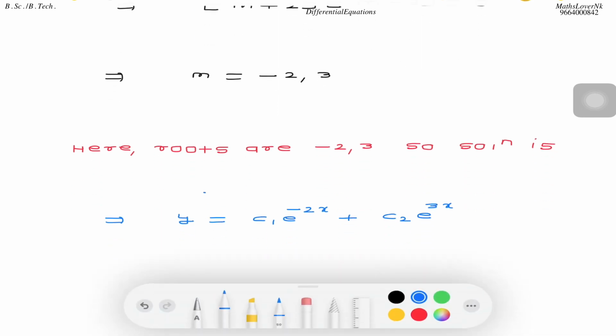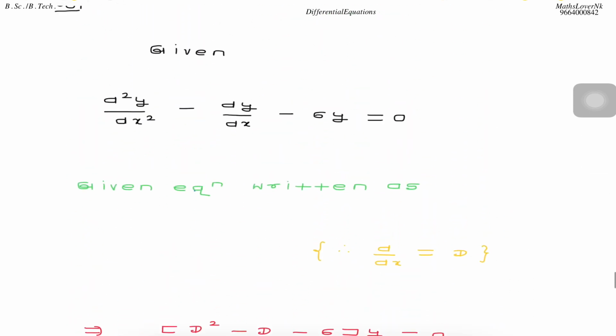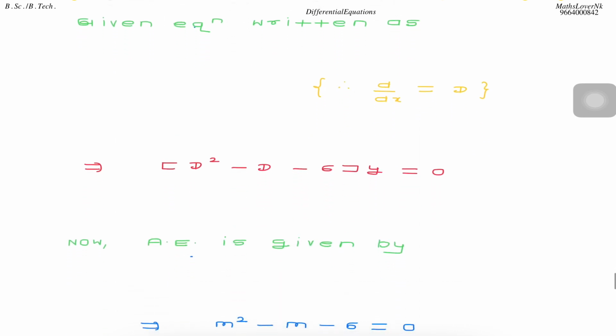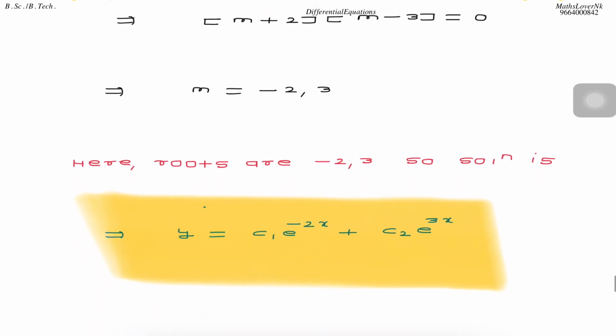So understand the method by which we can solve the question. At first put d by dx is equal to capital D, then find the auxiliary equation, then solve the auxiliary equation by splitting of the middle term, and then find the roots minus 2 and 3. So the solution is y is equal to c1 e the power minus 2x plus c2 e the power 3x.